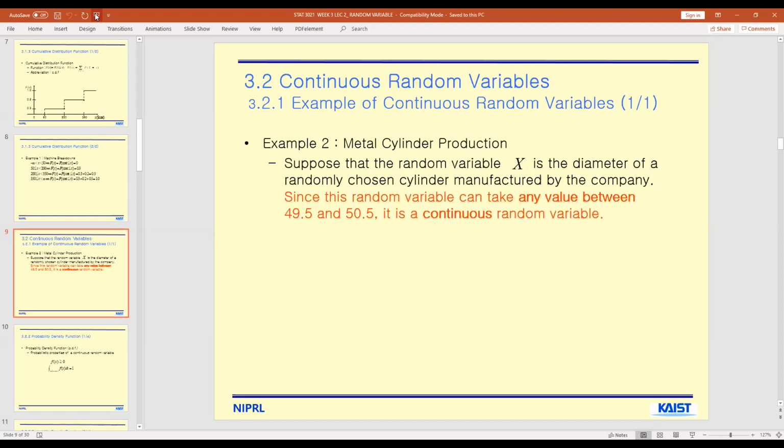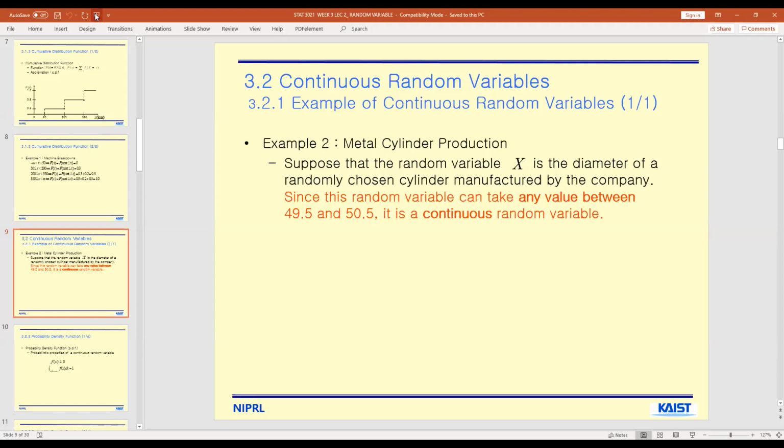This is an example of metal cylinder production. If you remember the other time, I said a continuous random variable is the value of a random variable that you obtain by measuring. And of course, when you obtain the value by measuring, we are actually going to have two bounds, called the lower bound and the upper bound. In this example, the lower bound is 49.5. That is the lowest, and the highest is 50.5.